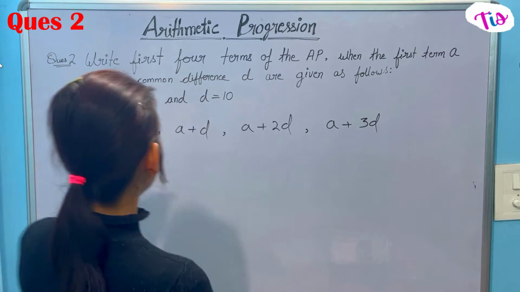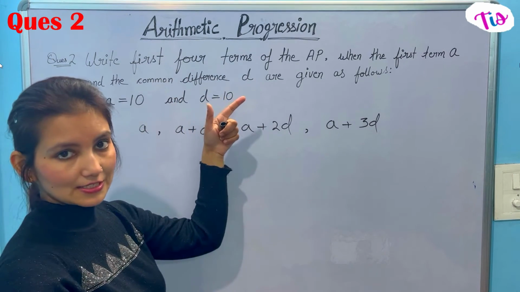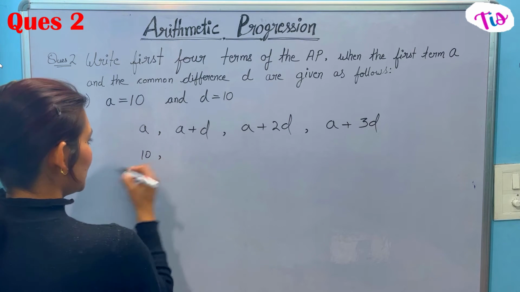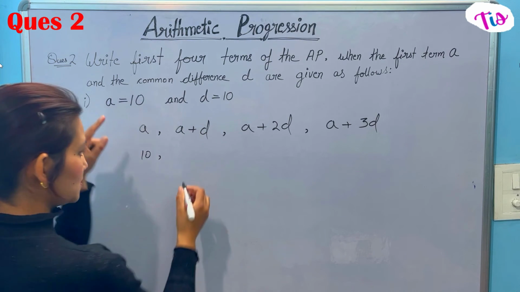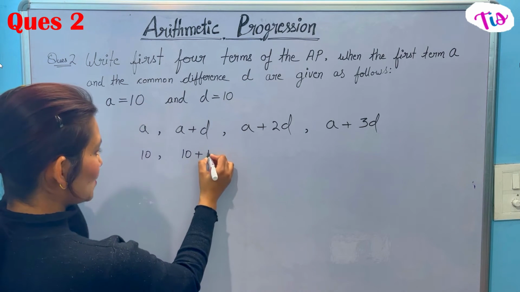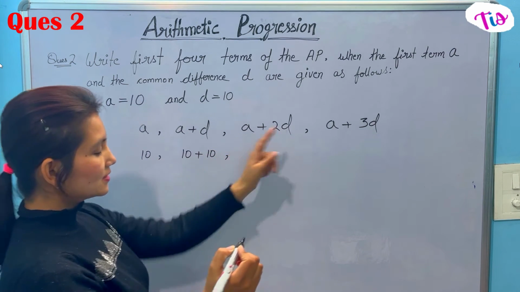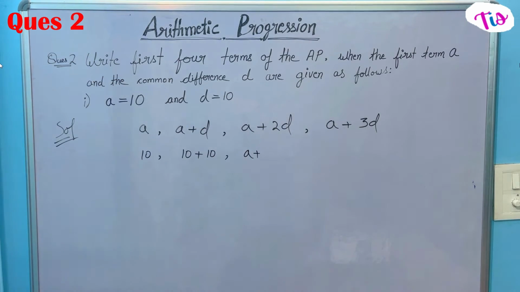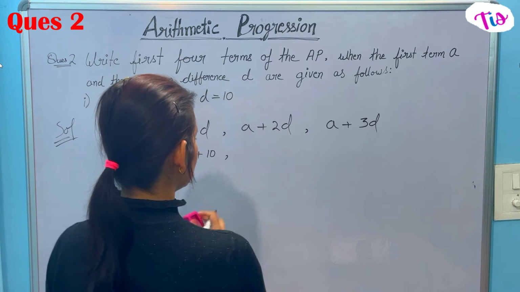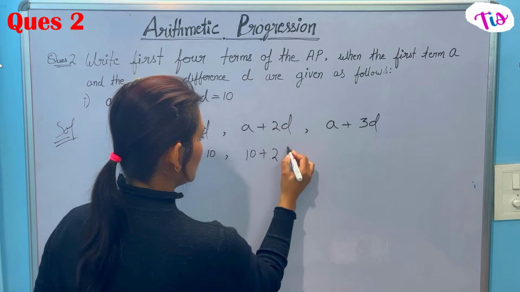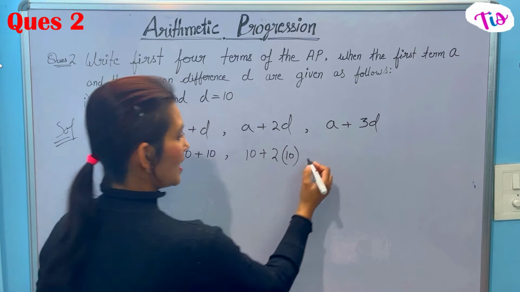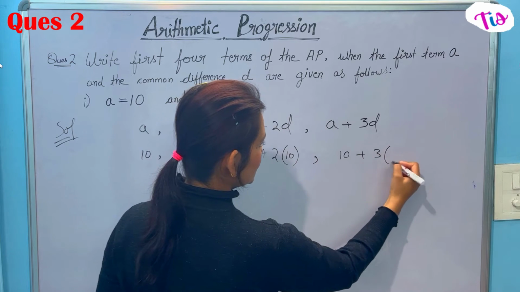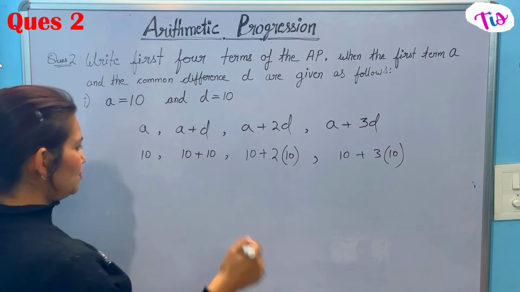Let's put the values. We already have A and we already have D here. A is 10, so the first term would be 10. Now A plus D is our second term, so it means 10 plus D, and D is 10. The third term is A plus 2D, which means 10 plus 2 into D, and D is 10. And the fourth term is A plus 3D, where A is 10 and D is 10. Just put the values and solve.